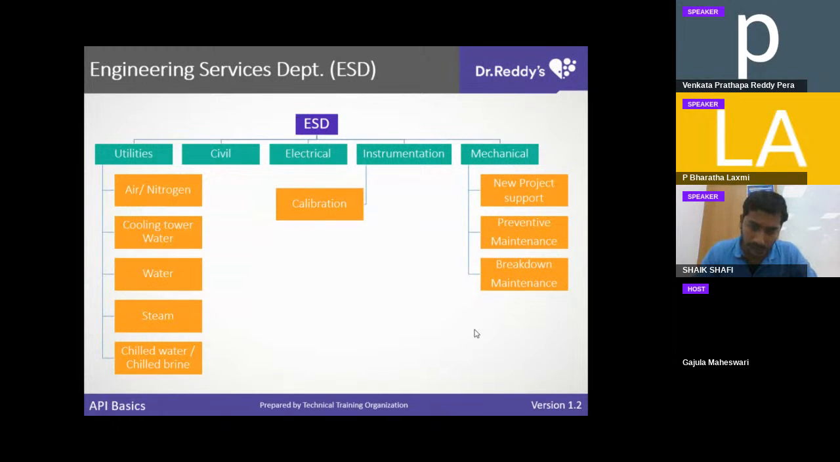Coming to civil, this is for building maintenance or new building and facility execution. The civil person will support. Coming to instrumentation, we use different types of instruments: digital transmitters, temperature transmitters, weighing balances. For that purpose, these people will support. Mechanical people will support new projects. Again, we do preventive maintenance for the reactors.